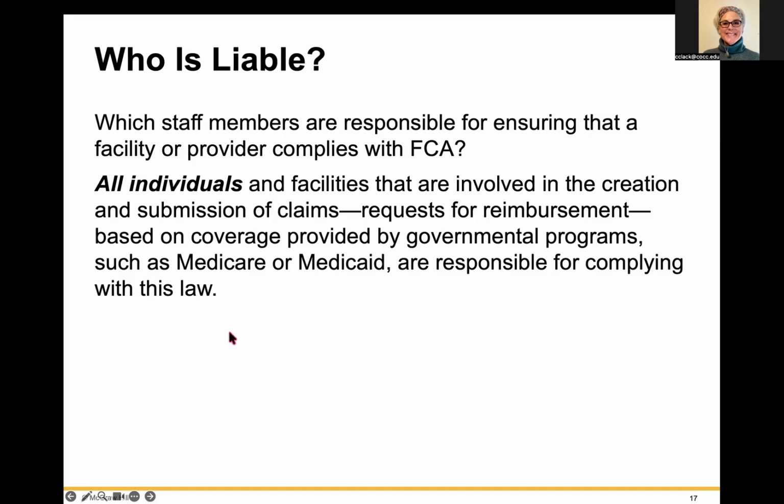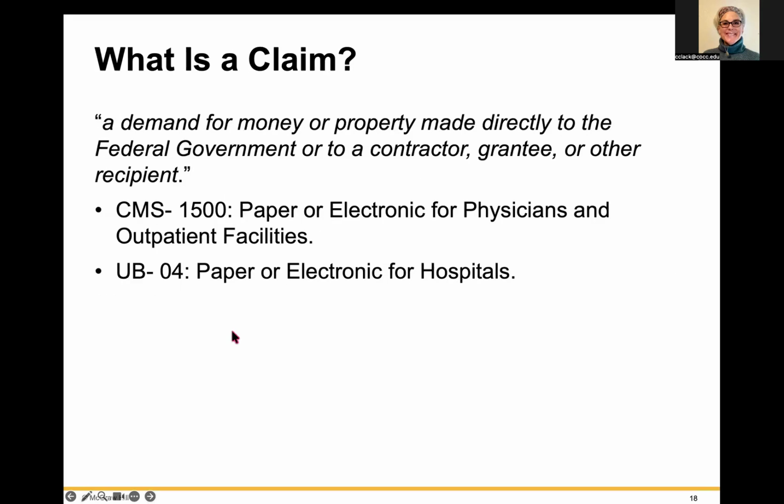So under the FCA, liability can extend to individuals and facilities involved in creating and submitting claims to government programs like Medicare or Medicaid. You can't rely on someone else. You're not able to think that someone else is going to catch it or take care of it. If you see something that doesn't look supported, your job is to stop, to clarify, and escalate if needed. That's what healthcare compliance is all about.